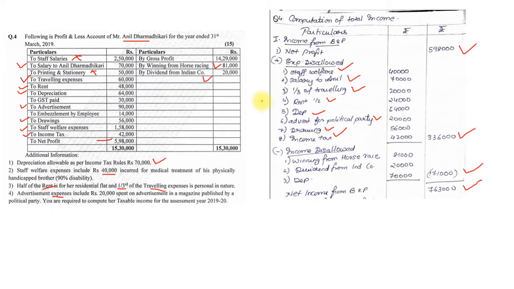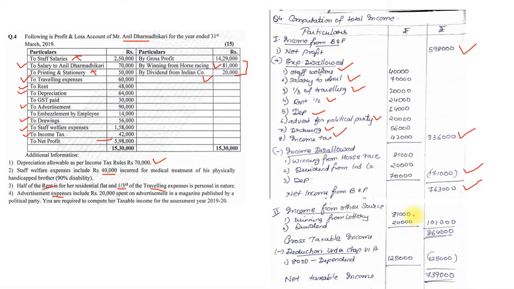Towards this, we need to add income from other source. So these are the two incomes from other source: winning from lottery and dividend. We add up, we get 1,01,000. So 7,63,000 plus 1,01,000, we get 8,64,000. That's the gross taxable income. From that, medically handicapped with 90% disability, so under Section 80 you get 1,25,000 as deduction. 8,64,000 minus 1,25,000, we get 7,39,000. That is the net taxable income.